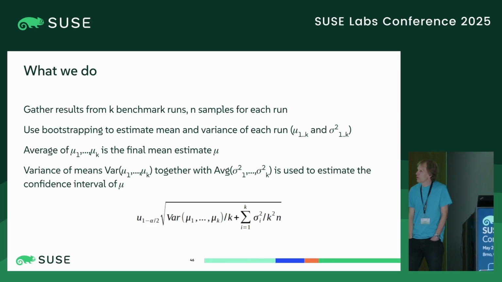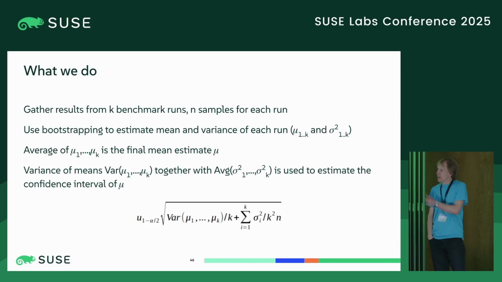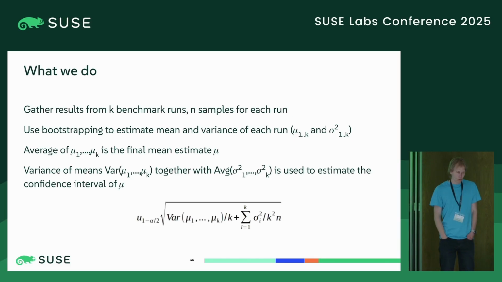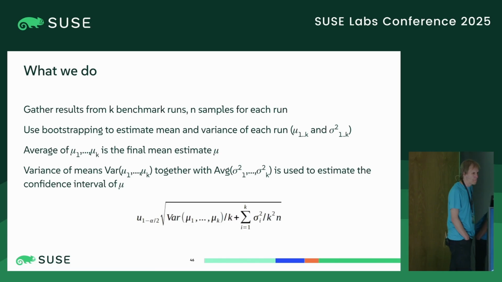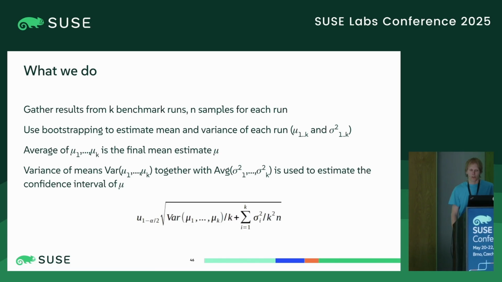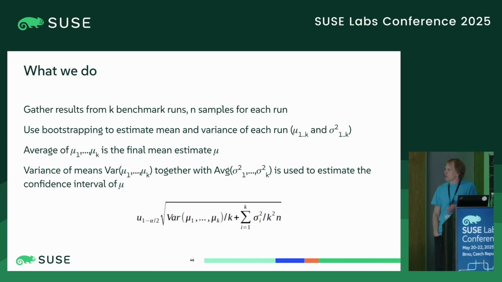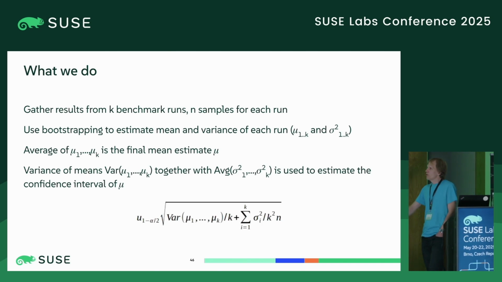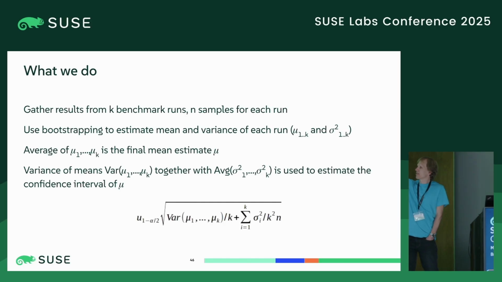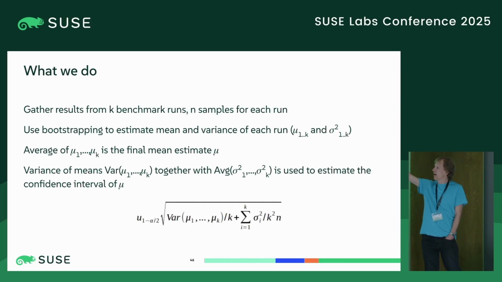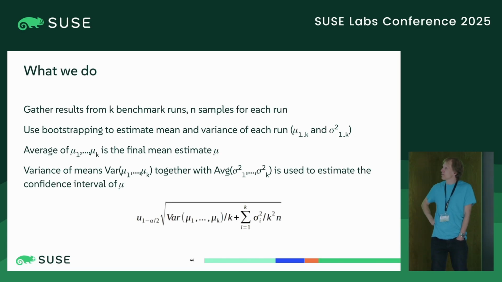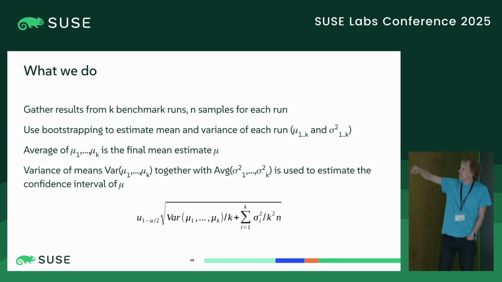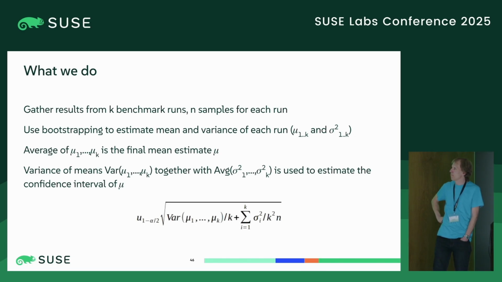And this is then how we use the bootstrapping method inside tests to really deal with the sample variance, at least for some of the benchmarks where we gather enough samples. So we get the results from some k benchmarking runs. Each benchmarking run gathers some n samples. So altogether we have k times n samples.